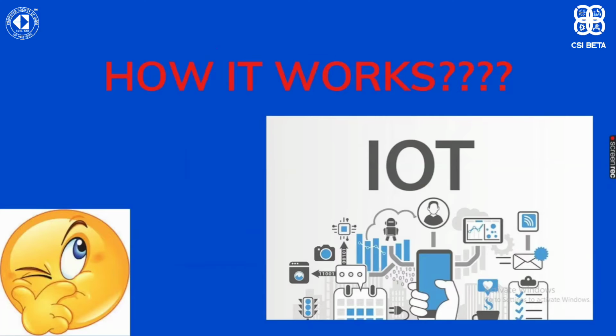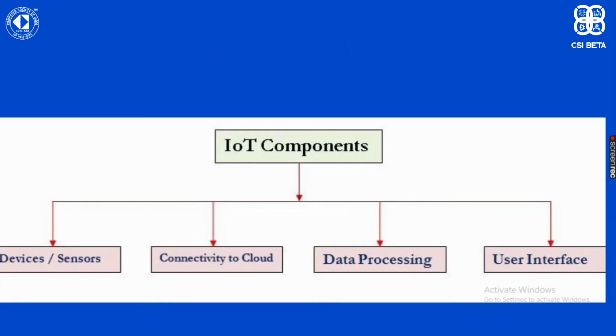So the next question that may have popped up in your mind is how it works. So in a brief way I'll be explaining to you how it really works. IoT generally consists of 4 parts, that is the device or the sensor, the connectivity to cloud, data processing, and user interface. I have used the word devices also because we can use a smartphone in the place of a sensor. A smartphone is a device with a lot of sensors. That's why I've used the word devices also.